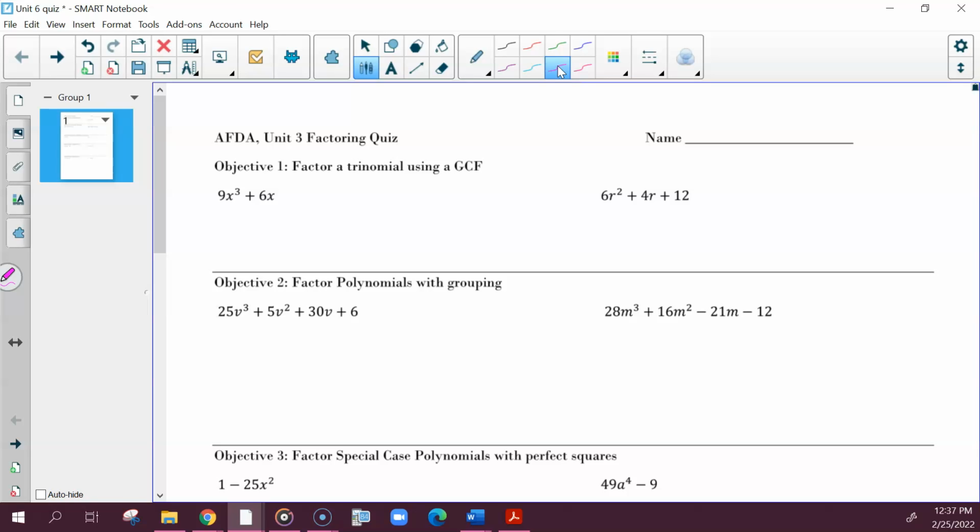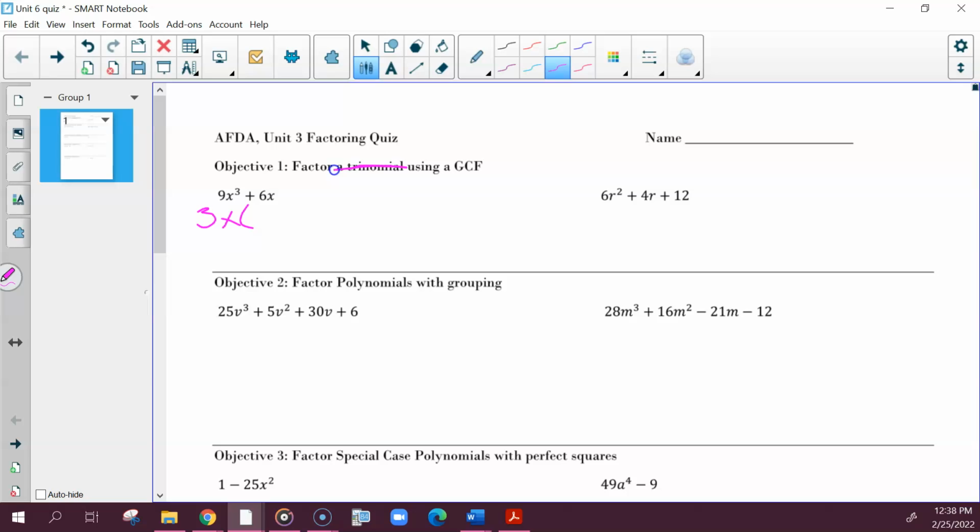Alright, for the first section, we needed to factor out a GCF. It shouldn't say trinomial. We should be factoring out a GCF. So we need to find what do these two have in common? 3. Yes. Is there anything else? X. They both have X. So I'm dividing out 3 and X from both.